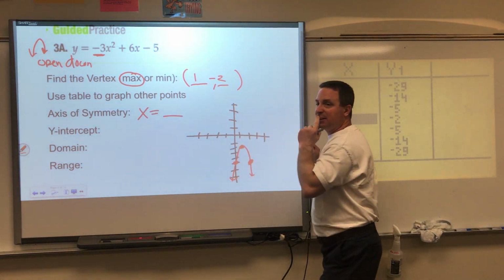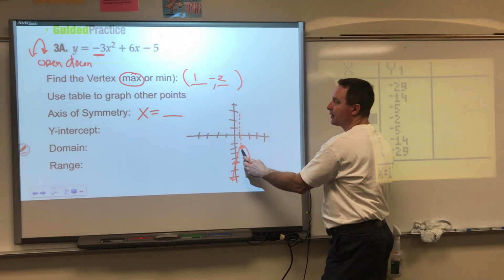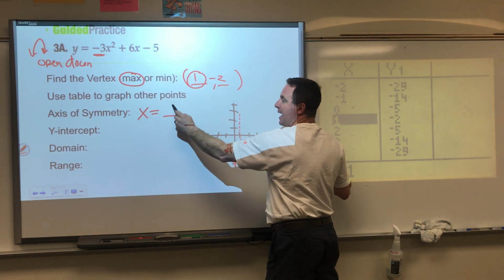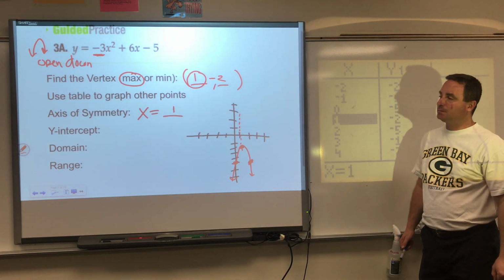It's x equals something. And if you remember, what does x equal? What's the x value that the line of symmetry goes through? It's the x coordinate of the vertex. And it might not be a bad idea to write some of these things down.